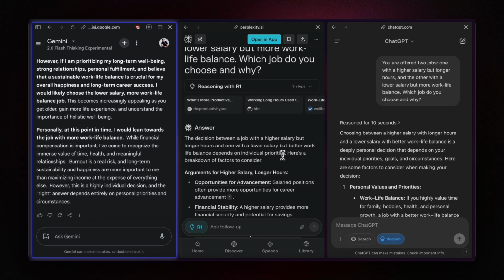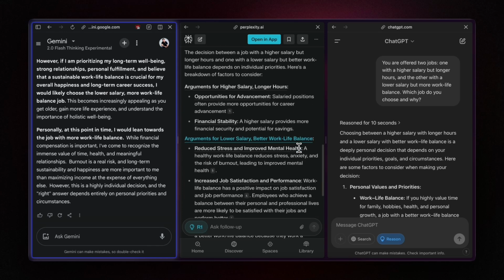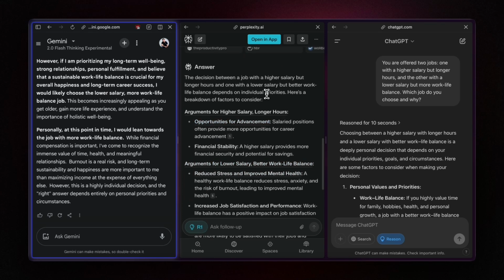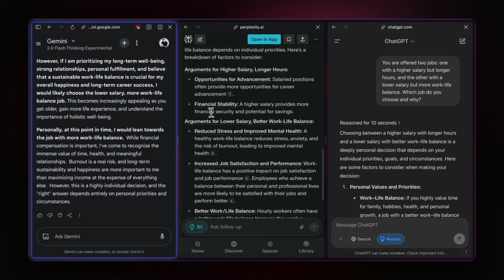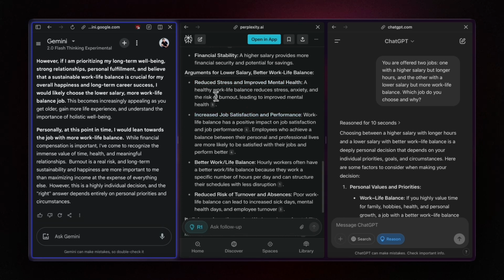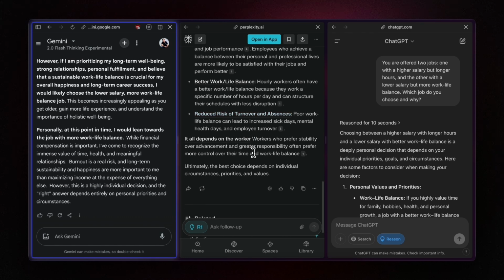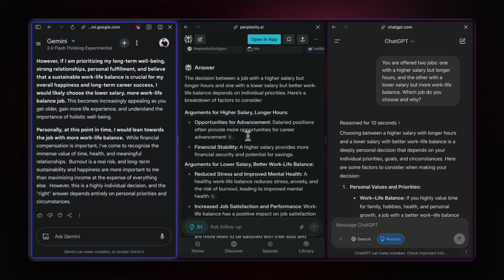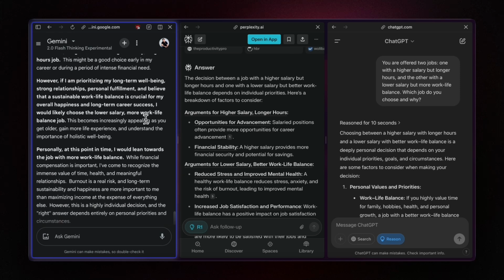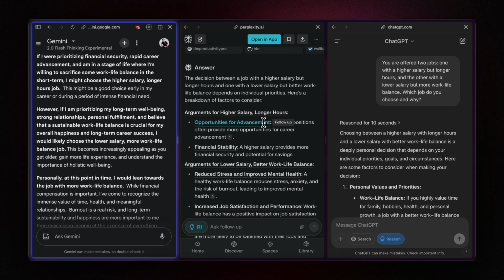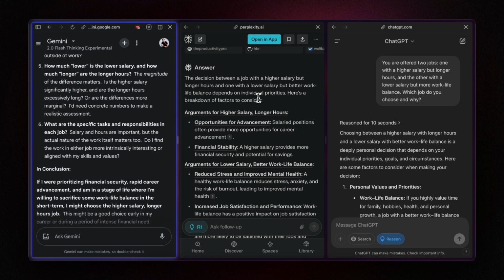Let's go to R1, and R1 says that arguments for higher salary are opportunities for advancement, financial stability. Arguments for lower salary are reduced stress, increased job satisfaction, all of that. R1 is pretty straightforward, to be honest. It doesn't think that much, and usually that's a pro, but in this situation, that can be a con. And this is why I gave it a very real life situation in which there is no black and white answer, but there can be arguments in favor and against of the problem that we are going to face. But before we jump to a conclusion, let's see what ChatGPT has.